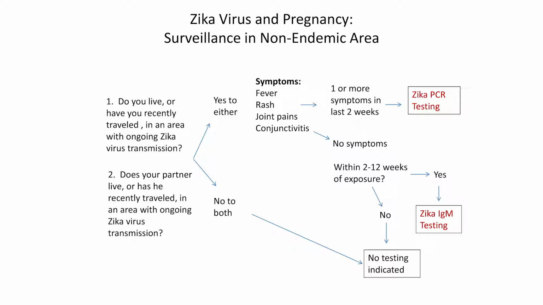If they travel to an area where there's Zika, they said, 6 months ago, I was in Rio de Janeiro, I had mosquito bites, but it's been 6 months, I have no symptoms. What do I do? No testing, because it's been more than 3 months. So if it's been more than 3 months, no testing.